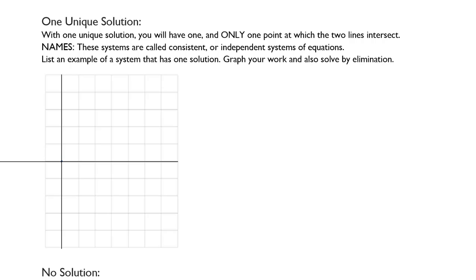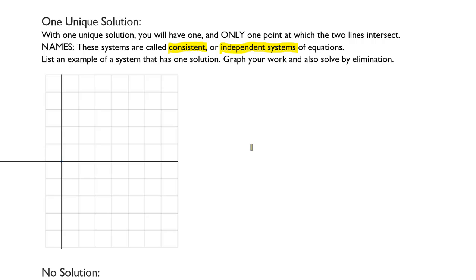In this video, we're going to identify what you would need to do to build one unique solution for a system of equations. With one unique solution, you'll have one and only one point at which the two lines intersect. These systems are called consistent or independent systems of equations.